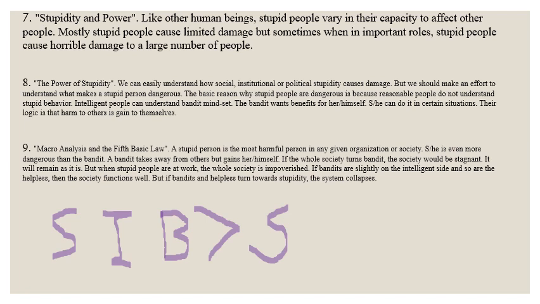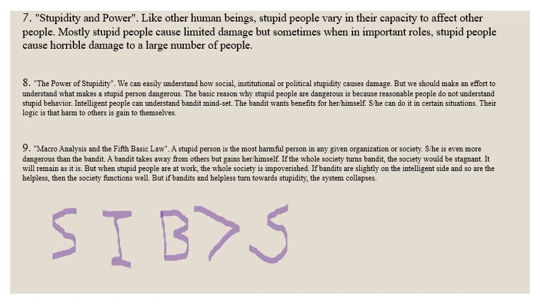And obviously, the fifth basic law that he talks about says that a stupid person is the most harmful in any given organization or society. He or she is even more dangerous than the bandit. A bandit takes away from others but gains himself or herself. If the whole society turns bandit, the society would be stagnant. It will remain as it is. But when stupid people are at work, the whole society is impoverished. If bandits are slightly on the intelligent side, and so are the helpless, then the society functions well. But if bandits and helpless turn towards stupidity, the system collapses.